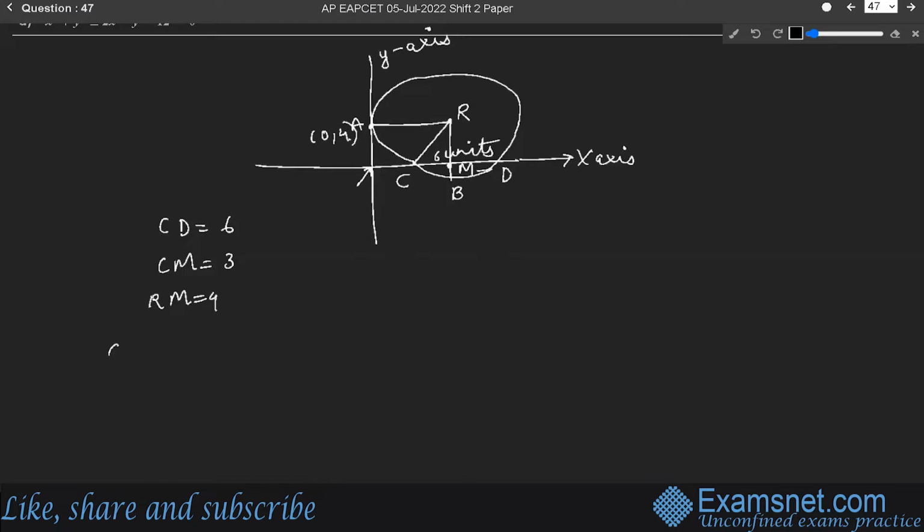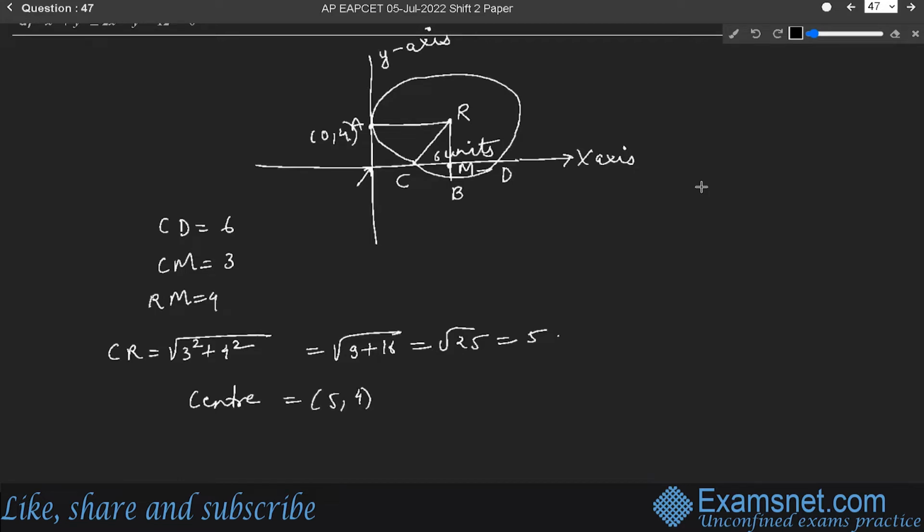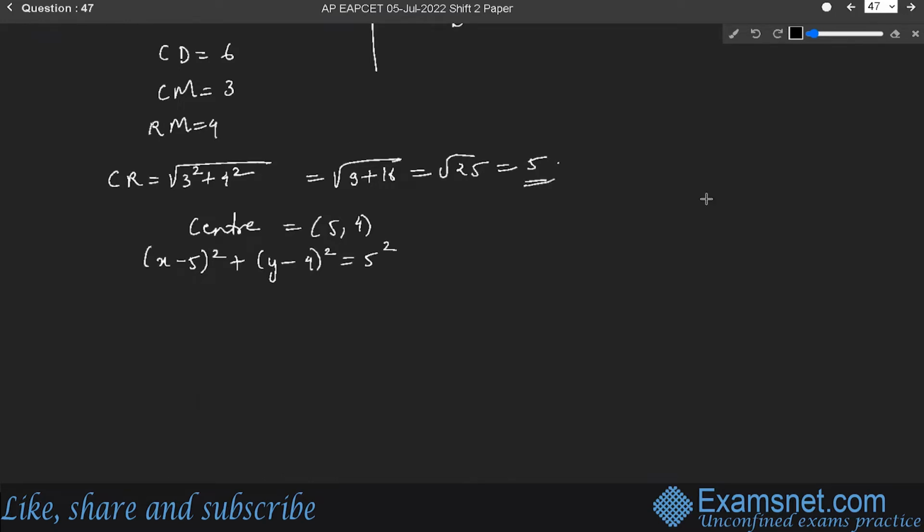Now, using Pythagoras theorem, CR will be equal to under root of 3 square plus 4 square, which is equal to under root of 9 plus 16, which is under root of 25, which is equal to 5. So we can say that CR, which is the radius of the circle, is 5. Therefore, the center will be 5, 4. Now, the required equation of the circle becomes x minus 5 whole square plus y minus 4 whole square is equal to 5 square, because we know that the radius here is 5.